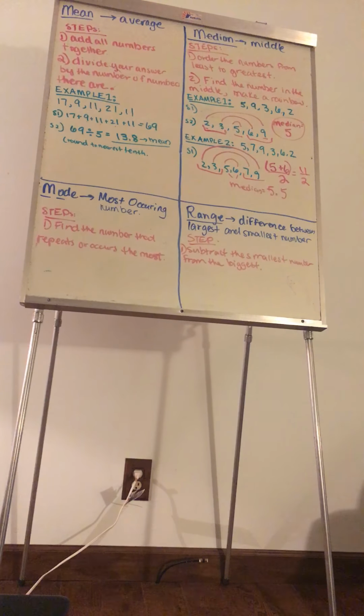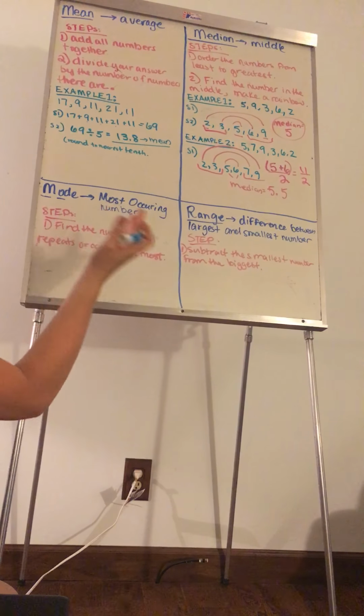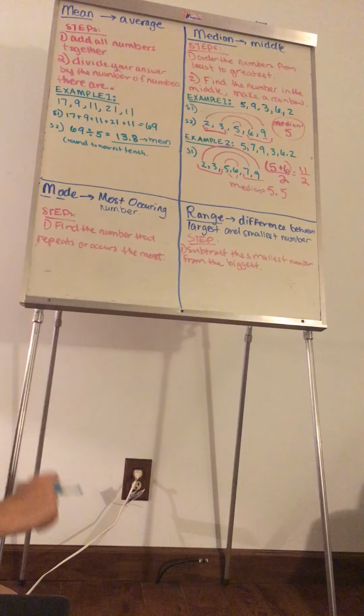Alright, mode is pretty easy. It's just M-O, mode. Think most occurring. M-O, most occurring. Most occurring means the number that repeats the most. So then that's just the step. There is only one step. Find the number that repeats or occurs, most occurring, the most.